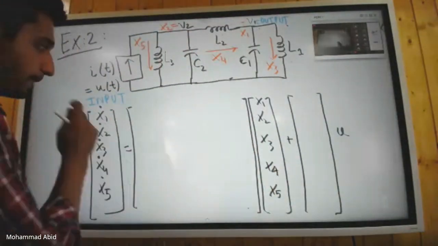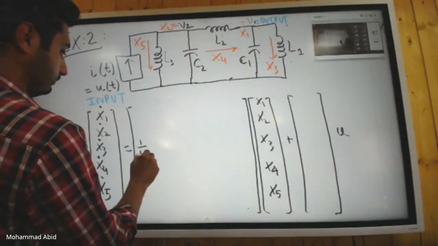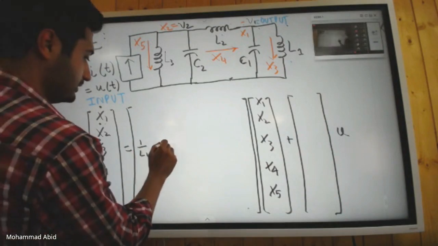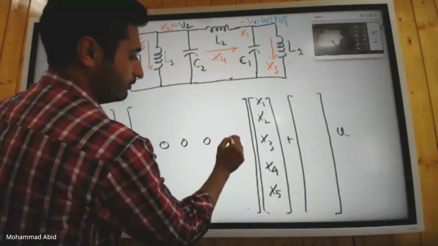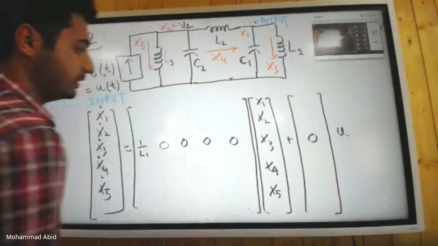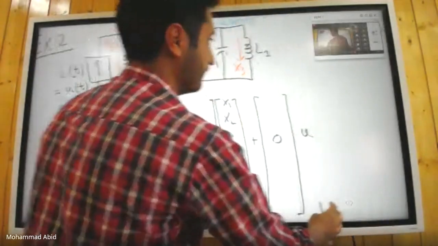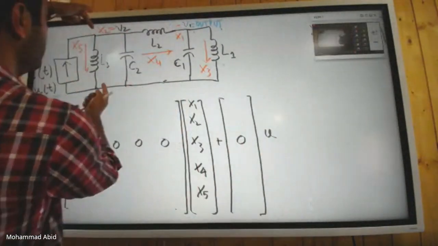This is x3. x3 dot is 1 by L1 x1, and the rest of the entries will be 0, for 2, 3, 4, 5, and this is also 0. That's the equation for x3 dot, isn't it? That's the first information that you obtained. Similarly, you can do this analysis here.